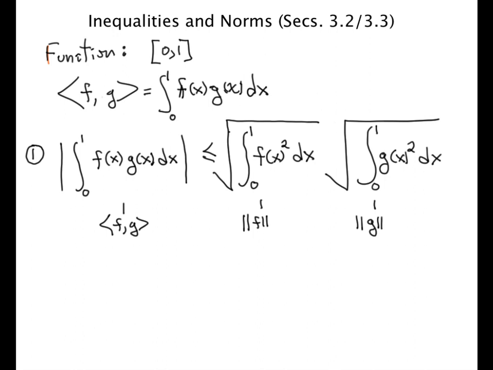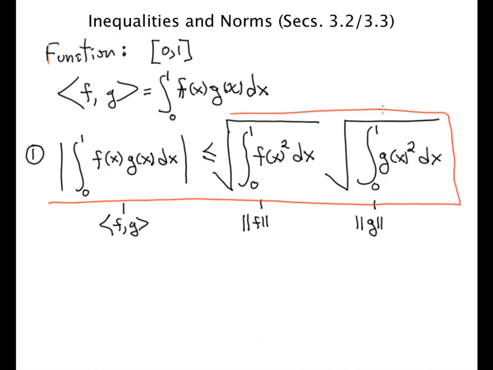And so let's look at this just for a second. This is not an entirely obvious fact. If you have two functions and you integrate the product, never mind the absolute value for the moment, suppose they're positive or something. If you integrate the product, that's less than integrating the square of one of them, and taking the square root, and the square of the other one.